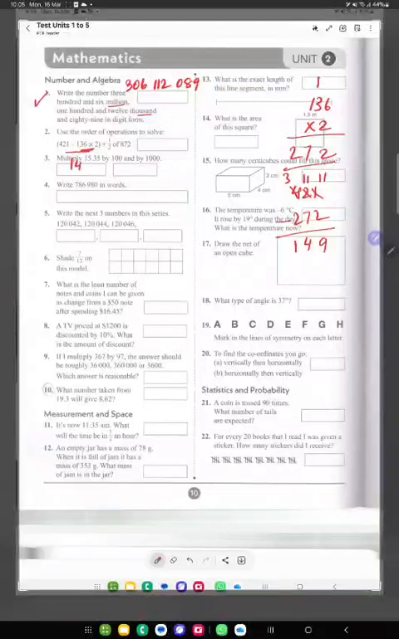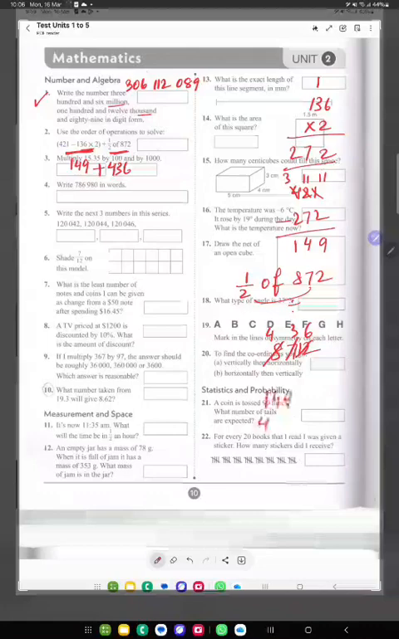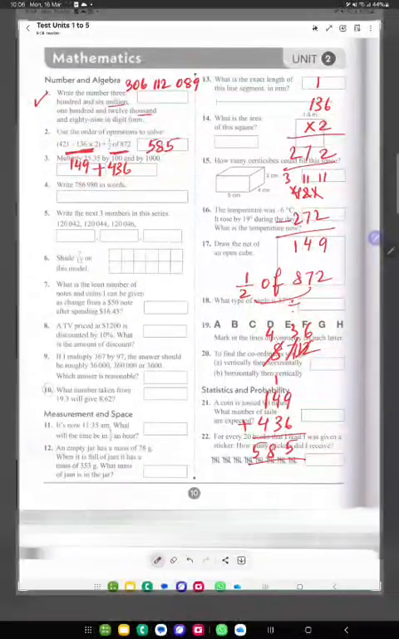So the bracket should be solved to 149 plus half of 872. So half of 872 means you have to divide 872 by 2. So 872, so 2 times 4, 2 times 3, remainder 1, and then 2 times 6, that's 436. And when you add 149 and 436, you'll get the answer as 585. So that's your answer. Okay, all good. Next question.